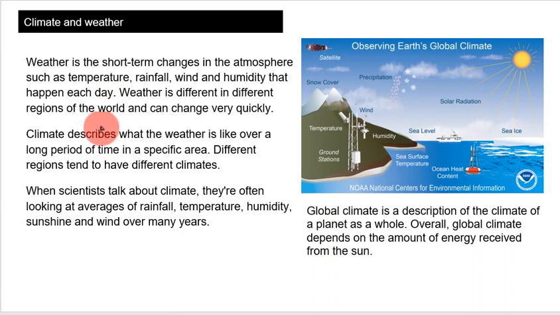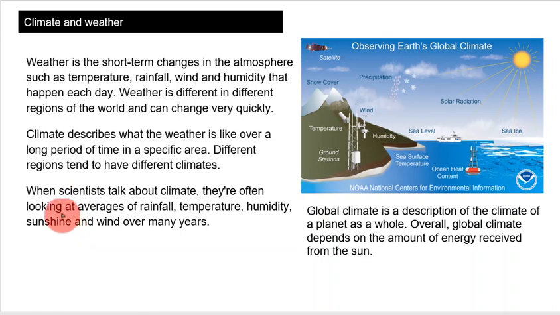Climate describes what the weather is like over a long period of time. Weather is just what you see when you look outside over a short period of time, but climate describes what the weather is like over a long period of time in a specific area. We might say in Ireland, for example, it's raining all the time, okay? That's an example of what we mean by climate. Different regions tend to have different climates. Depending on where the country is on the globe, that will have a big impact on the climate there all the time. If you think about the North Pole, for example, the climate is going to be pretty cold, and that's going to be consistent over a long period of time.